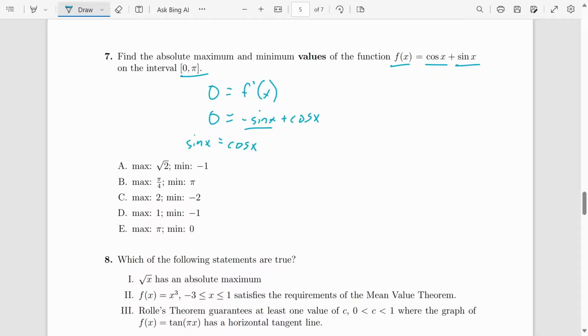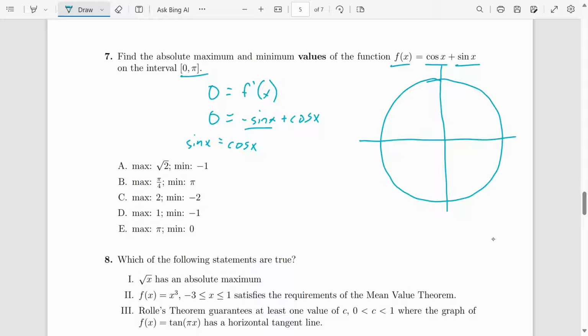Now this is unit circle stuff. If you want to break out that big table of unit circle inputs and outputs, that's a fine way to do this. I like to do it visually, so I'm going to draw out the unit circle and show you how I like to solve these.